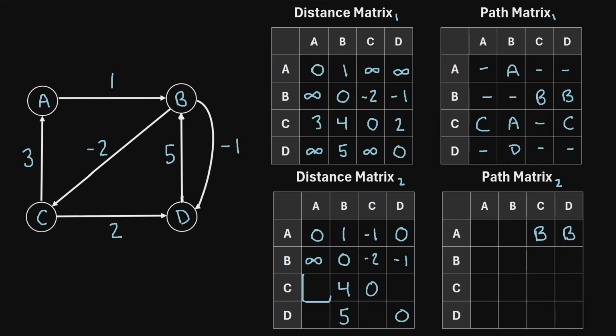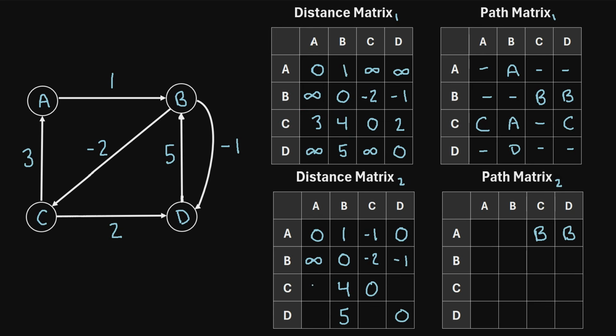Alright, now our next empty cell is from node C to node A, which currently has a shortest distance of 3. So what if we go through node B? Could we find a shorter path? So from C to B, that currently has a shortest distance of 4. And then from B to A, that distance is infinity. So is 4 plus infinity less than 3?